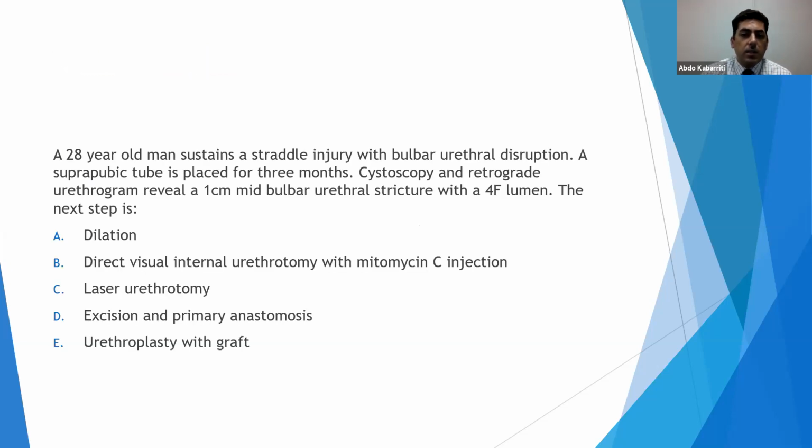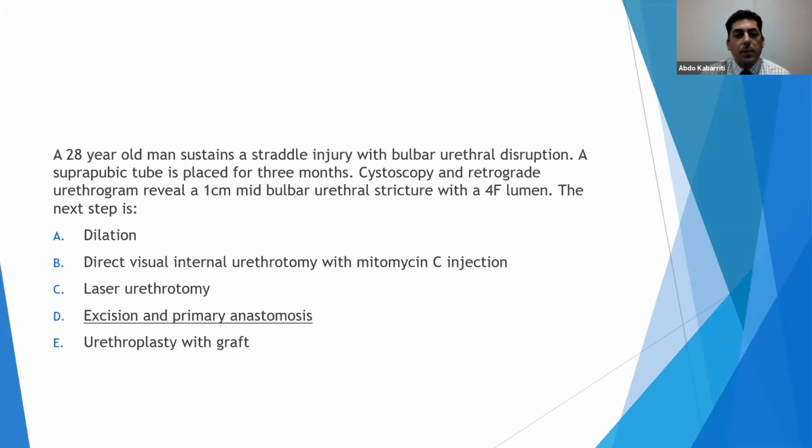All right. The next question deals with an even more proximal location. We're going now to the bulbar urethra. So you have a 28-year-old man who sustains a straddle injury with bulbar urethral disruption. Suprapubic tube is placed for 3 months, so the idea of urethral rest. You do a cystoscopy and urethrogram, which reveals a 1 centimeter bulbar urethral stricture with a very, very narrow lumen, about 6 French. The next step is? So you're going to do an excision and primary anastomosis.